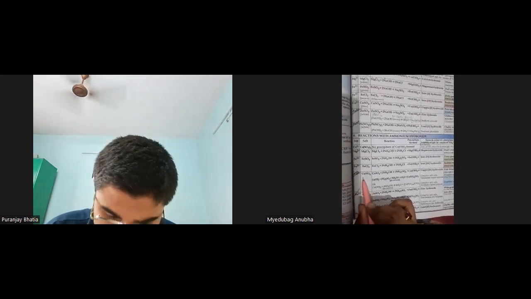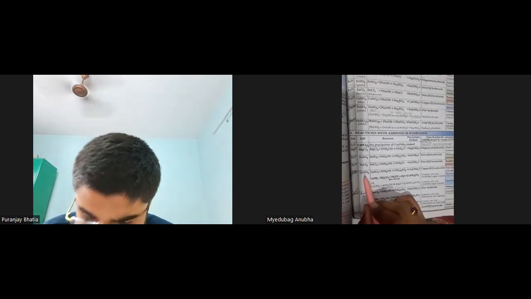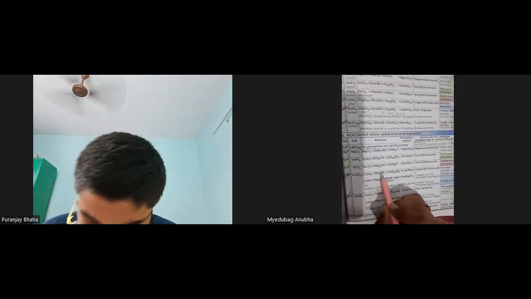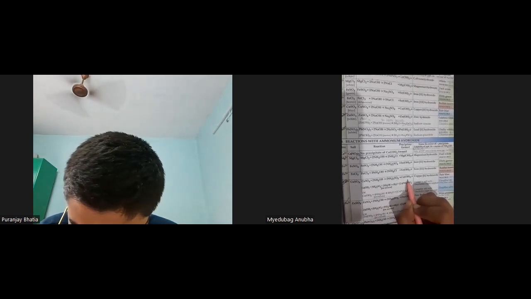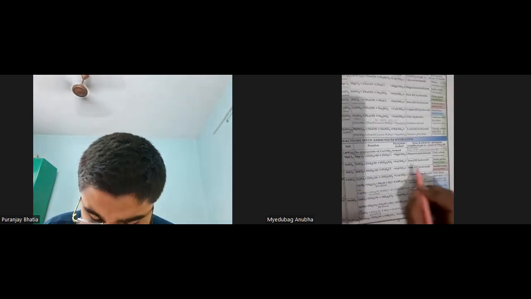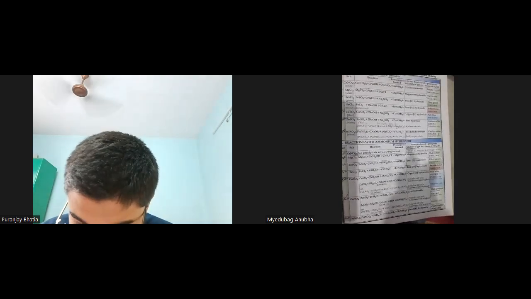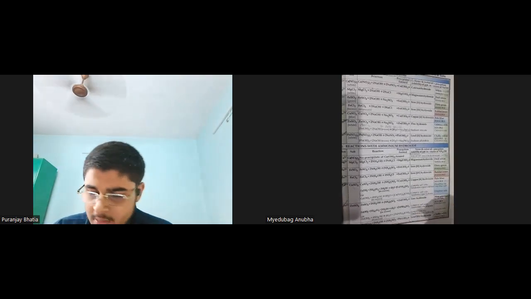Now the two most important salts. The first one is copper sulfate, CuSO4, which is originally blue in color. When it reacts with NH4OH, it forms copper hydroxide and (NH4)2SO4, that is ammonium sulfate. Ammonium sulfate is the salt and copper hydroxide is the precipitate formed, right? Originally the color was blue, but it changes to pale blue. There is a very simple reason why the color changes to pale blue.